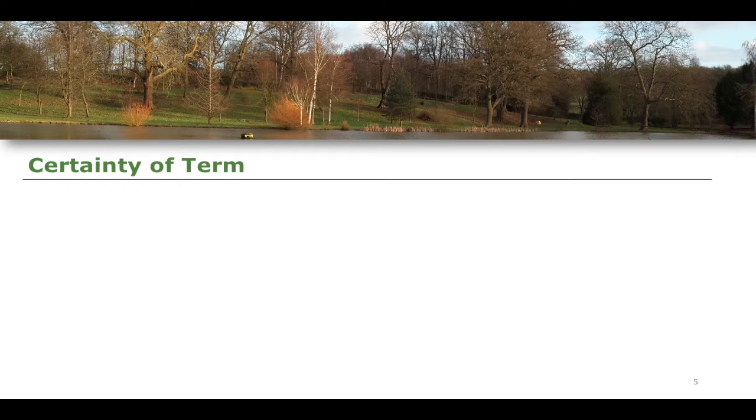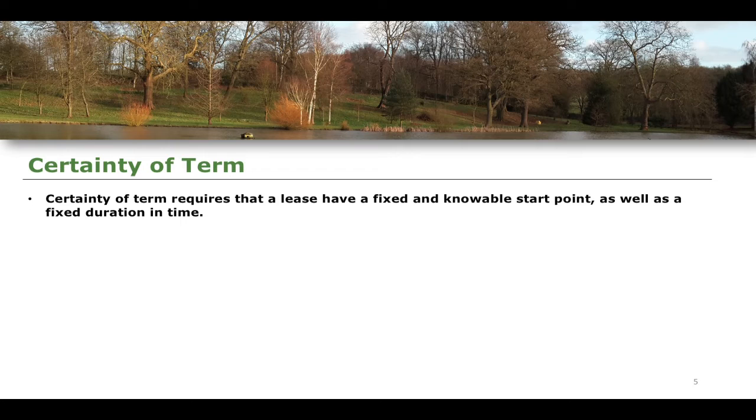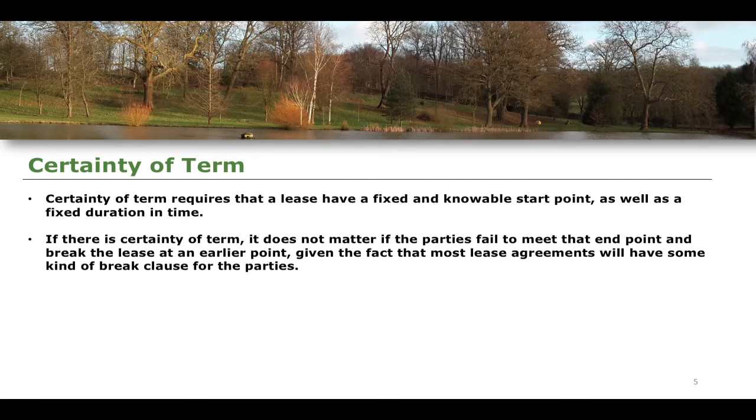Let's begin then with certainty of term. Certainty of term simply requires that a lease have a fixed and knowable starting point, as well as a fixed duration in time. Now, if there is certainty of term, it doesn't actually matter if the parties fail to meet the end point. So if they decide instead to break the lease at an earlier point, because there are various different ways in which the termination of a lease can take place, which we will get to in future lessons, that's irrelevant. It doesn't mean there has to be an end goal that we have to reach in order for this to be a leasehold.